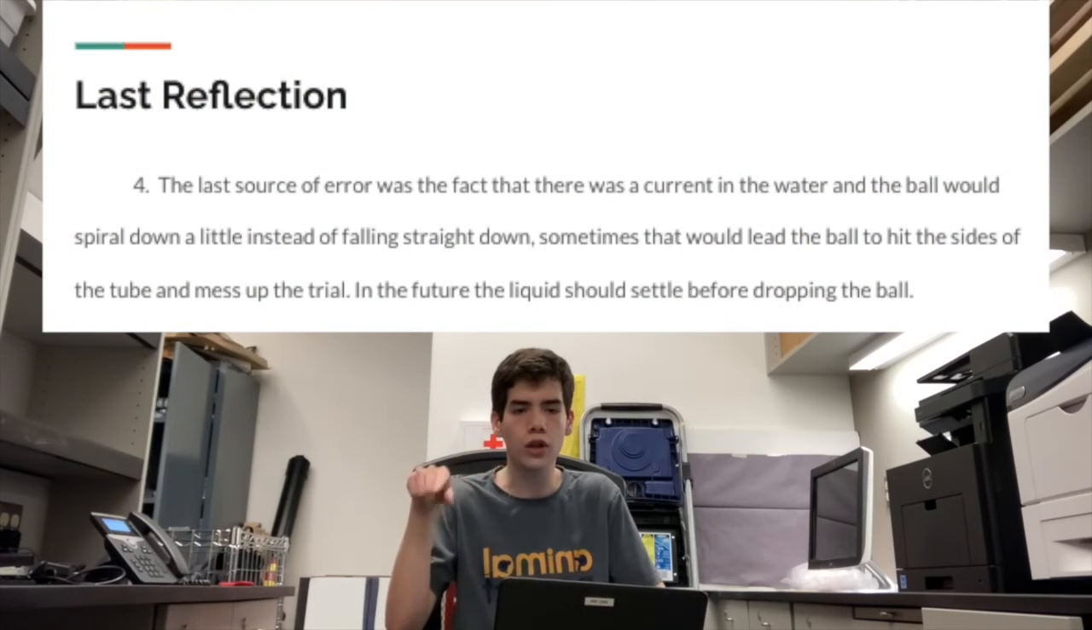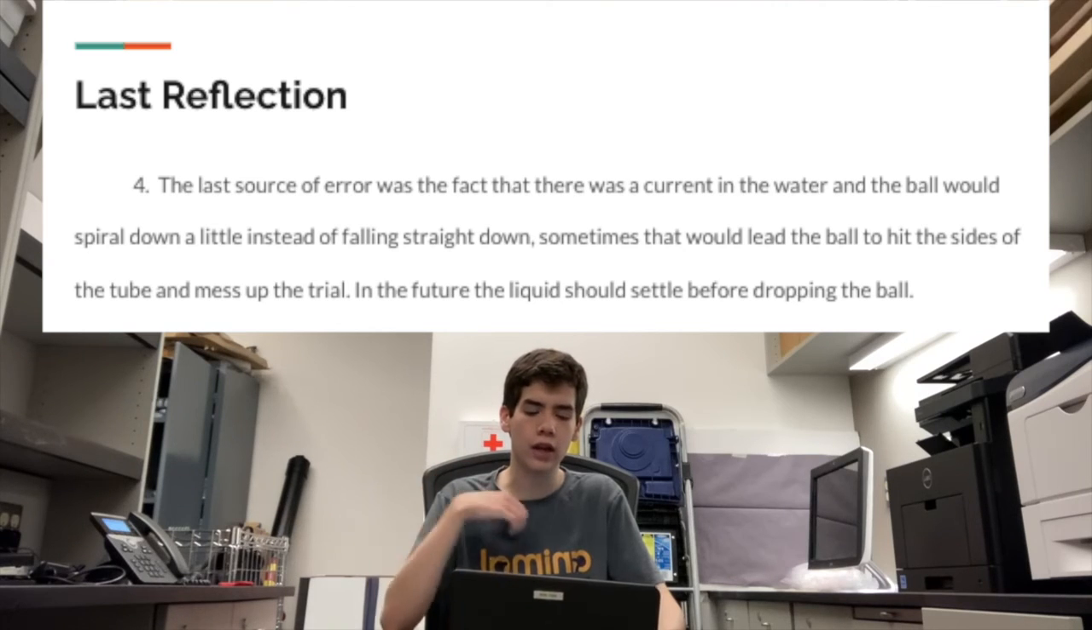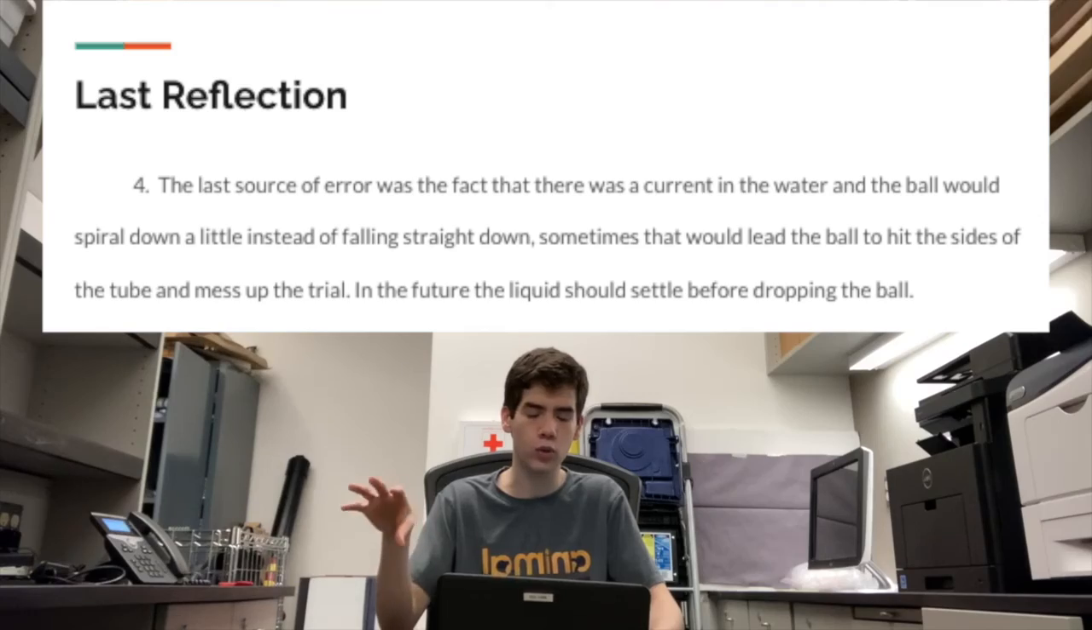And our last source of error was the current. So a lot of the times when we dropped the ball, it'd spin in a circle or it'd hit the side, and we noticed that kind of messed up the data. So in the future, we'll just wait for the water to settle down, so then we can drop the ball in.